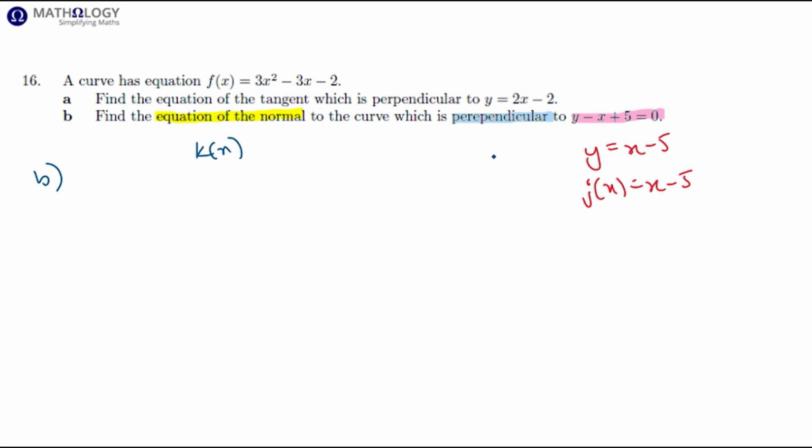k of x. Because k of x is perpendicular to j of x, we know the gradient of k times the gradient of j is going to be negative 1. That's the definition for perpendicular lines. The gradient of j is 1.